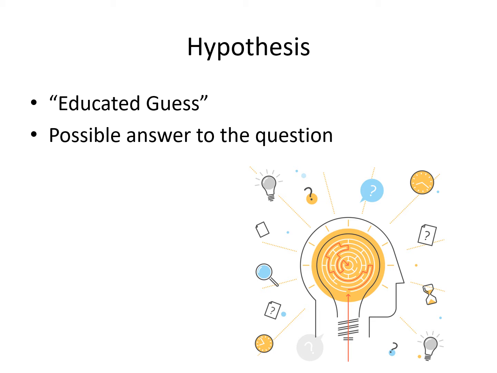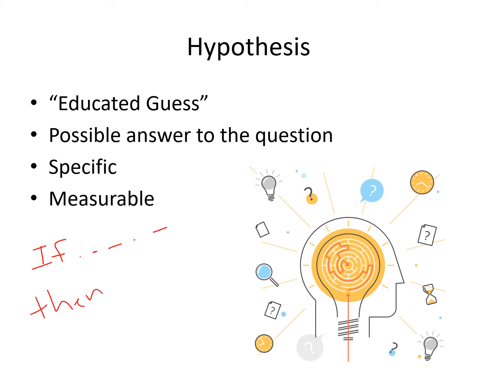And a hypothesis, like your question, should be specific and it should be measurable. And often a hypothesis is written in an if-then format. So the sentence would start with if something, something, something, then something, something, the result. So for example, if you have done a lot of research on drinking milk and bone development in children, a possible hypothesis could be, if a child drinks 3 glasses of milk a day for a year, then the child's bone development will be normal.